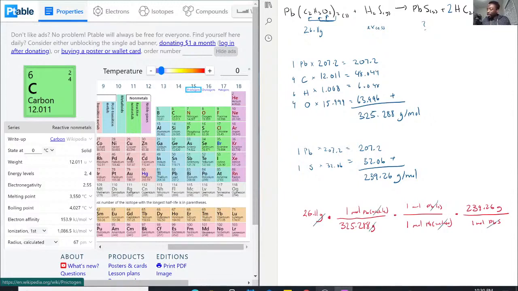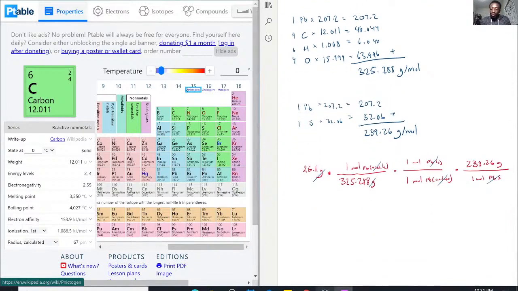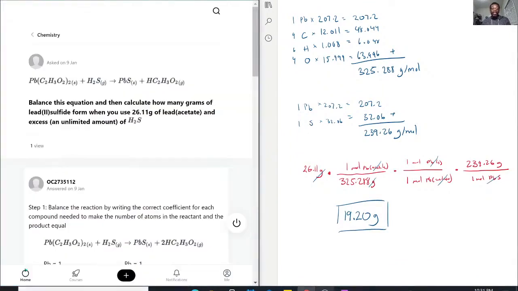So with that being said, that's 26.11 divided by that 325 times that 239.26. And in the end, we get 19.20 grams of the lead sulfide. Okay, that should be what it is, PbS, lead sulfide.